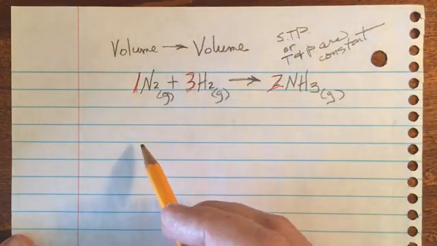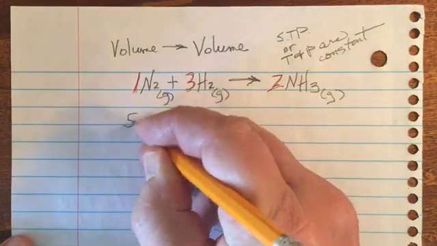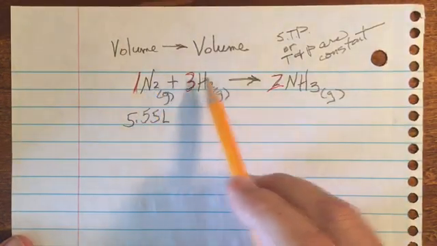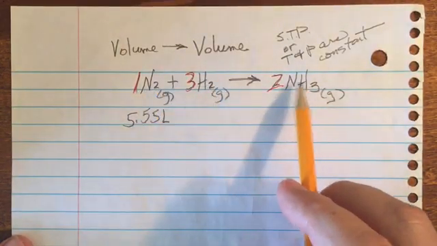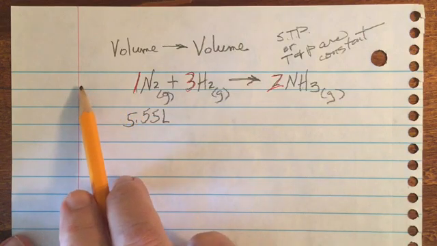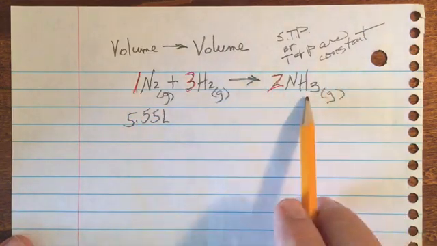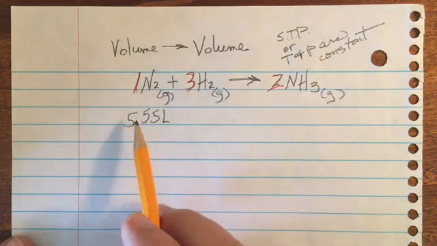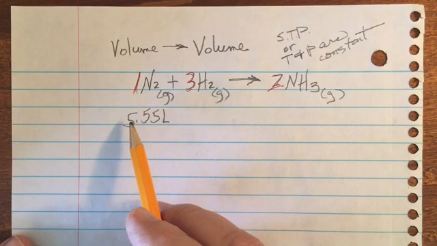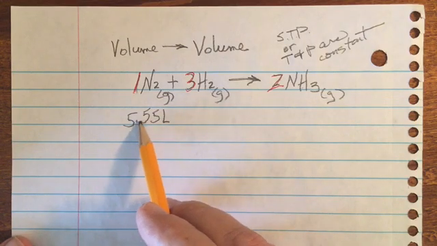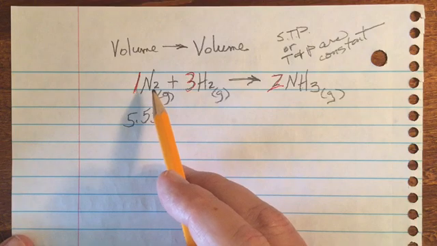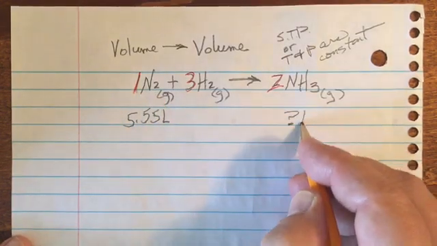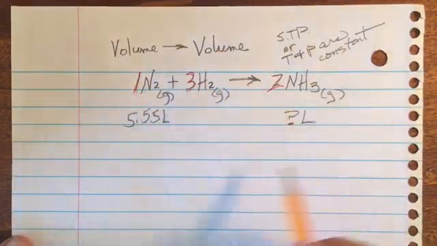So let's take this example. If you have 5.55 liters of nitrogen gas in this reaction between nitrogen and hydrogen to make ammonia, in fact, this is commonly used in industry for the production of ammonia, the reaction with nitrogen and hydrogen gases. But in our calculation practice, let's try this example. 5.55 liters of nitrogen. How much ammonia will I produce in terms of the volume? A volume to volume calculation.